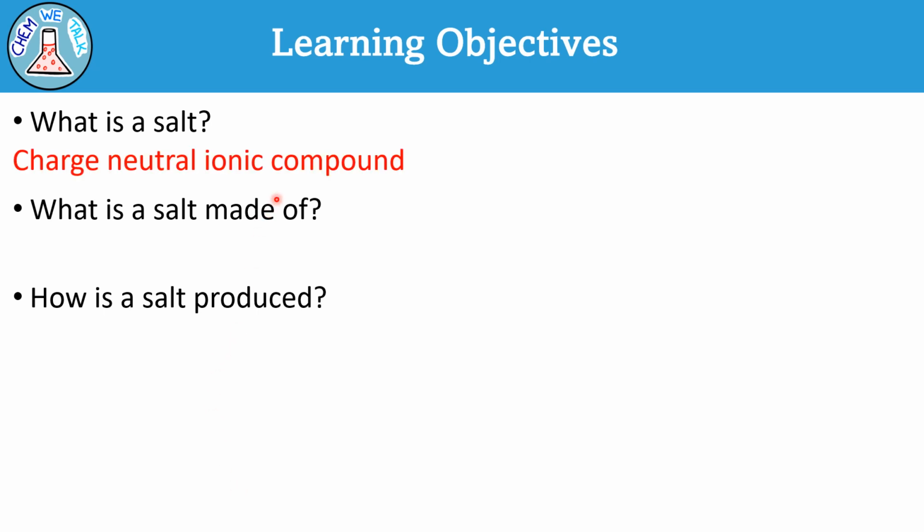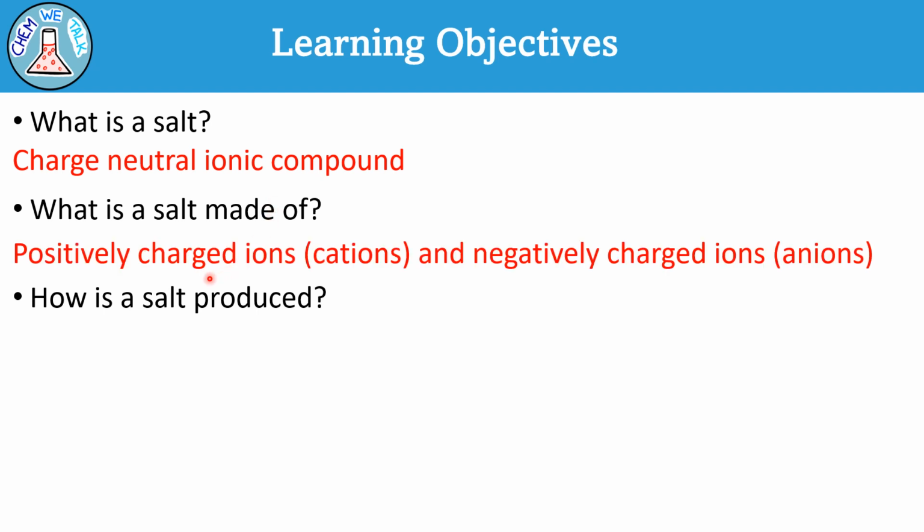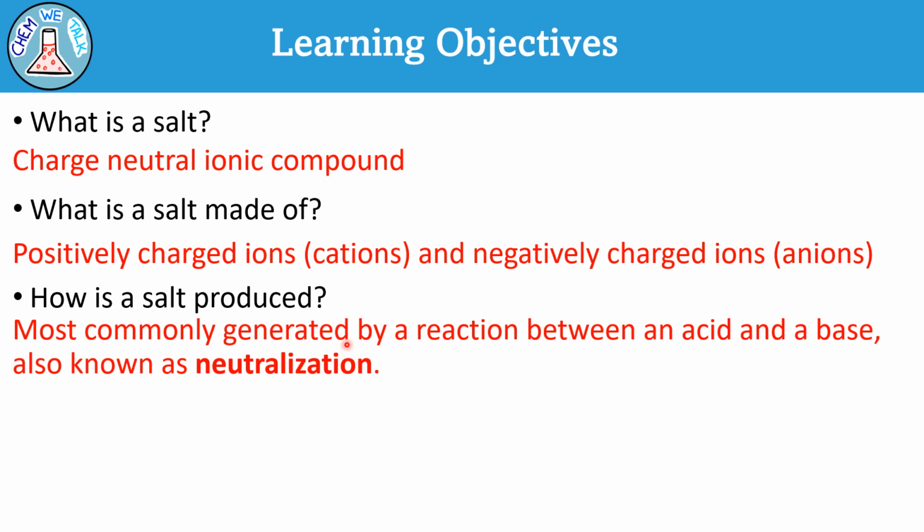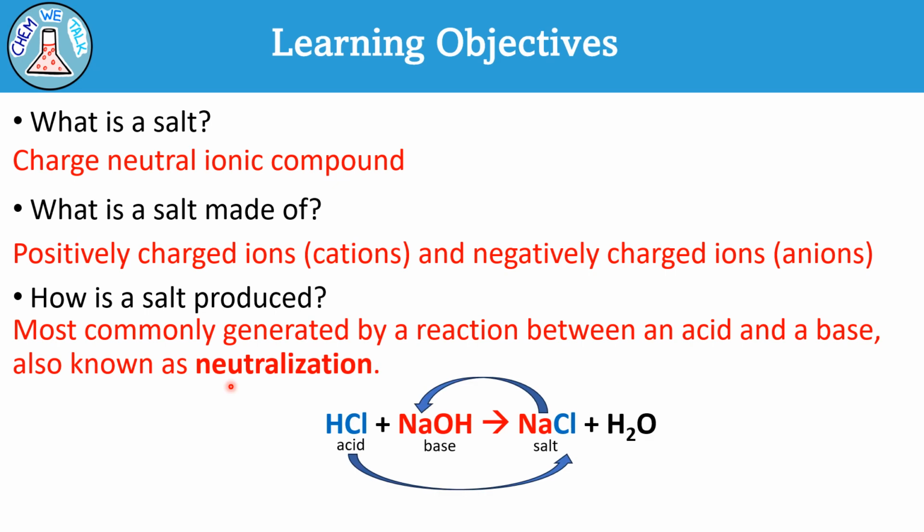Salts are simply charge-neutral ionic compounds that are made of positively charged ions and negatively charged ions. The most common method of producing salt is through a reaction called neutralization. In the neutralization reaction, an acid and a base react together to produce salt and water as a byproduct most of the time. We can see that this type of reaction is a double displacement reaction where the cations and the anions get swapped to produce salt and water.